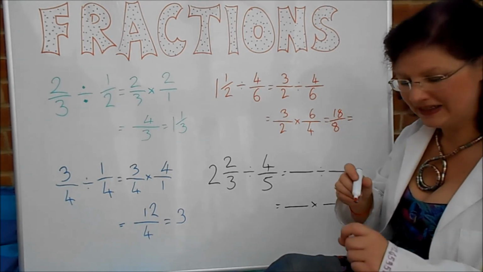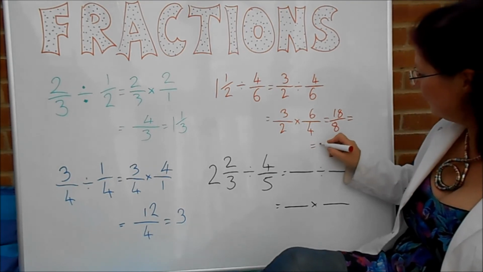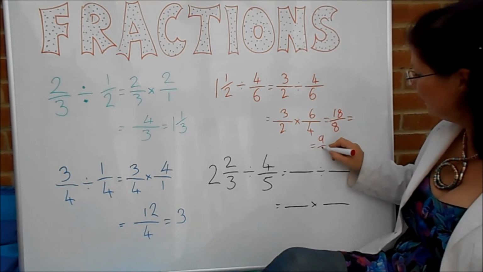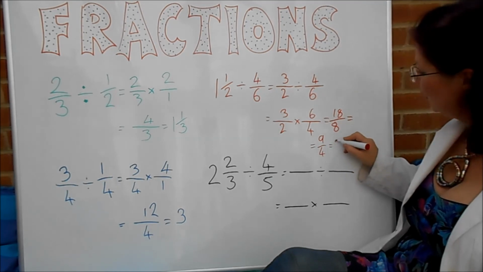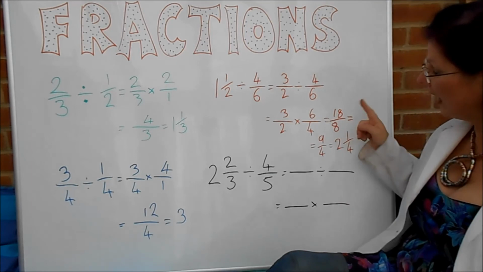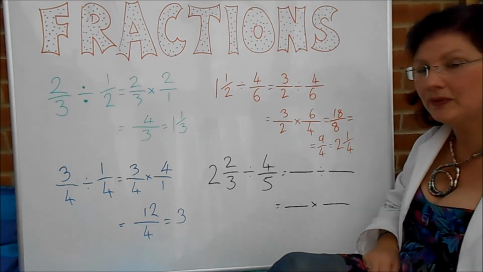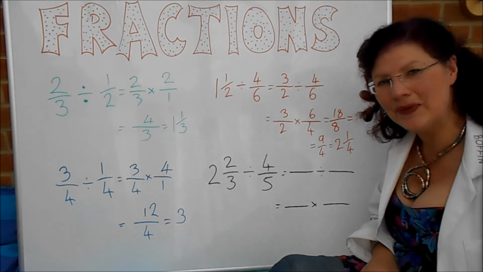18 over 8, that's a top-heavy fraction and it cancels down. So let's see what we get on that. I'm going to cancel down first. So I'm going to make that 9 over 4, which is 2 1/4. So you can turn that into a mixed number first and then cancel down if you prefer, but it works either way. 2 1/4 you should get for the answer for that one.